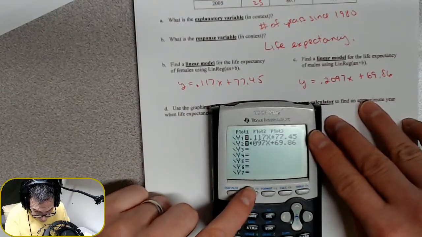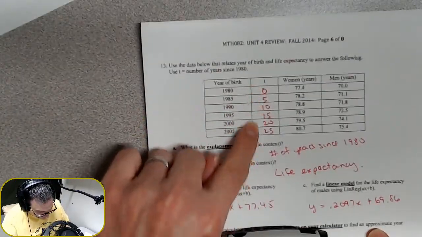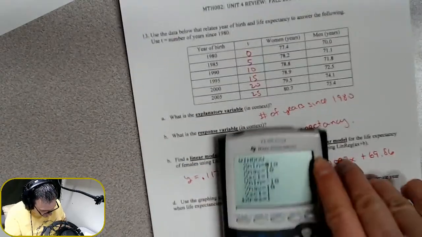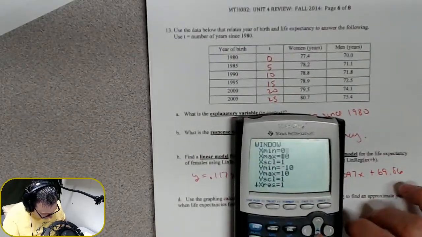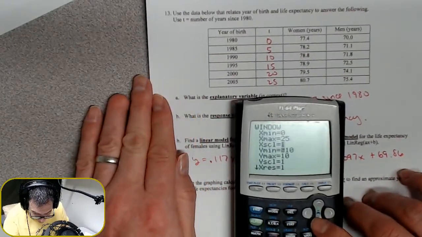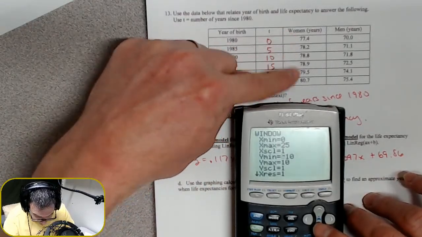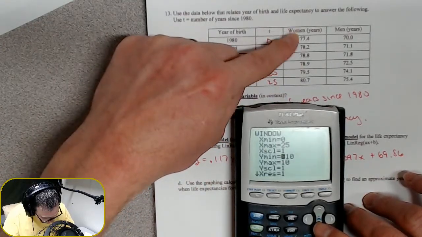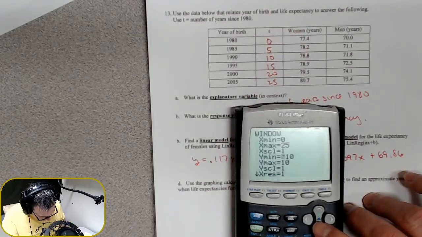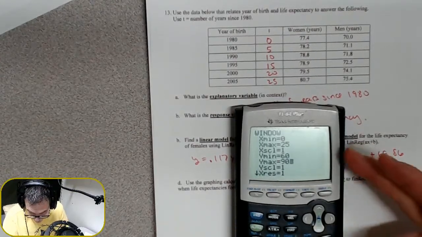Remember, we go to window. This is all review. Let's look at our window. The x's are between 0 and 25, so I want to change my window between 0 and 25. That's the key that people are going to mess up at. They're not going to see the intersection. The y's are life expectancy years, in the 70s and 80s. So I'm going to over-exaggerate on the low end and go from 60 to 90.